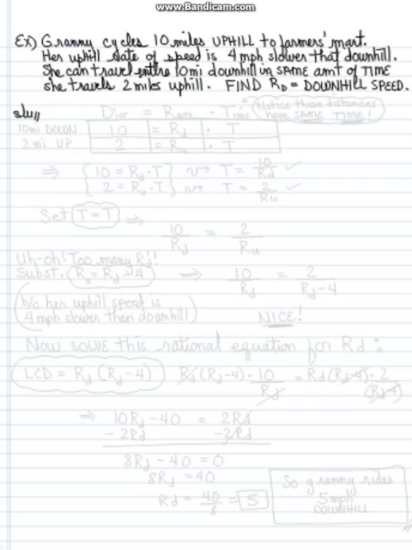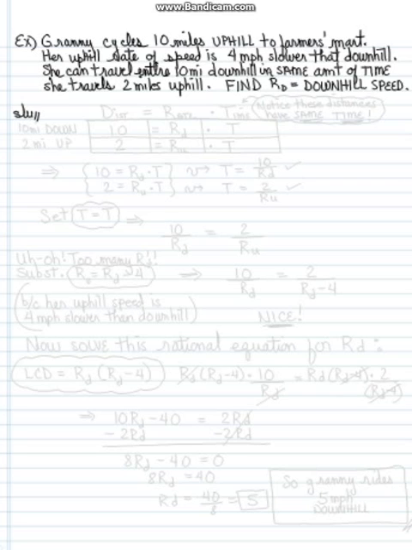Granny cycles 10 miles uphill to the farmer's market. This is another one I made up. Her uphill rate of speed is 4 miles per hour slower than her downhill rate of speed. She can travel the entire 10 miles downhill in the same amount of time she travels 2 miles uphill. Find R sub D, which is equal to her downhill rate of speed.